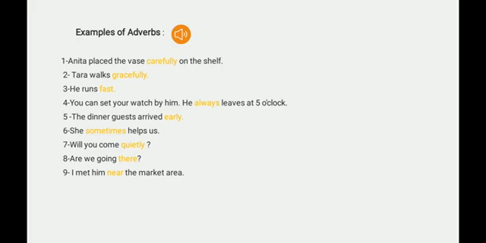I meet him near the market area. Now when you say I meet him, totally makes sense, I meet him. But when you say I meet him near the market area, it is adding more meaning to the sentence, and that is the task of adverb. That is why we use adverb, to make a sentence look more beautiful, to add more meaning to a sentence.